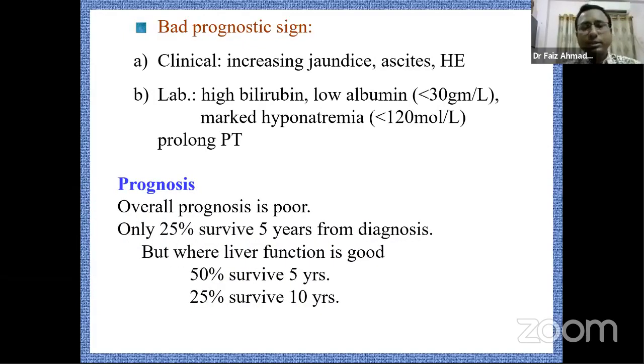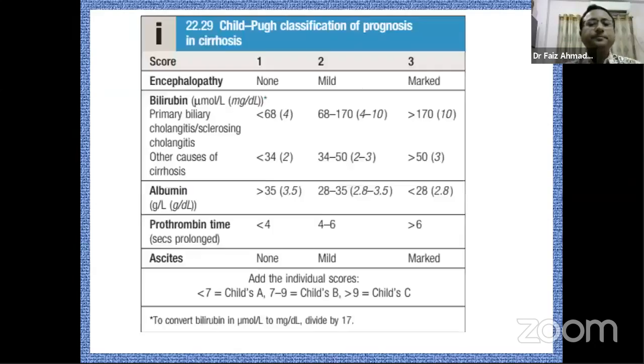What is the prognosis? So overall prognosis in a patient with cirrhosis is poor. Only 25% of patients survive 5 years from diagnosis. But when liver function is good, 50% of patients can survive 5 years, and 25% survive 10 years. And when ascites develops, 50% of patients die within 2 years.